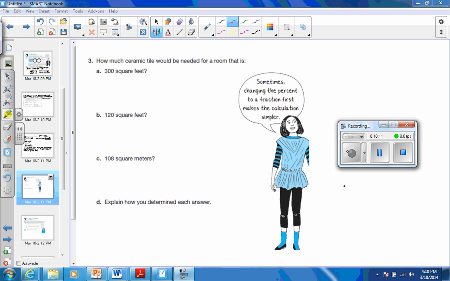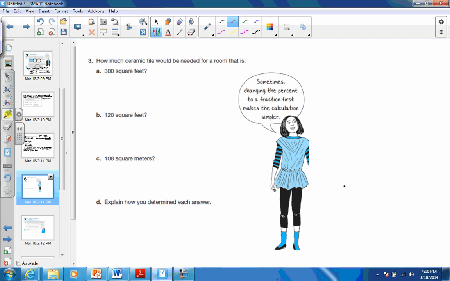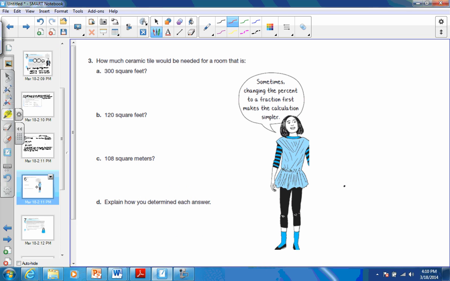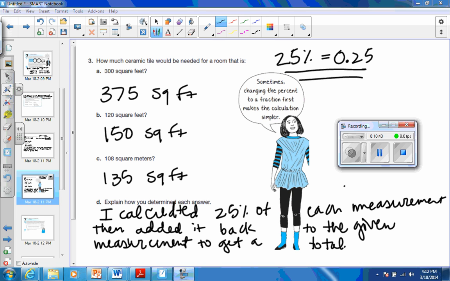The next problem is exactly the same. This time it's asking about ceramic tile. So I want you to go back and figure out, I can do this part with you, this one now is 25%. So I want you to figure out 25% of the given number of square feet, and then add that back on to figure out how much total ceramic tile you would need to do a job for the size rooms that they give you. Do that, come back and check yourself. So there are your answers. I'm hoping you're getting these correct.